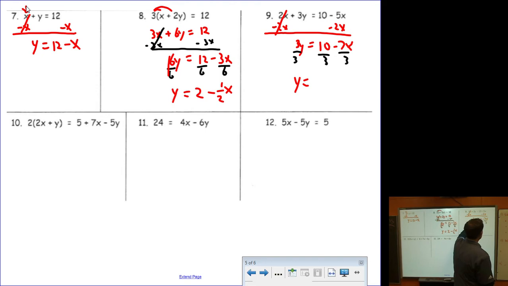And 10 is not divisible by 3, so I'm just going to leave it as a fraction. And 7 is not divisible by 3, so I'm just going to leave it as a fraction.